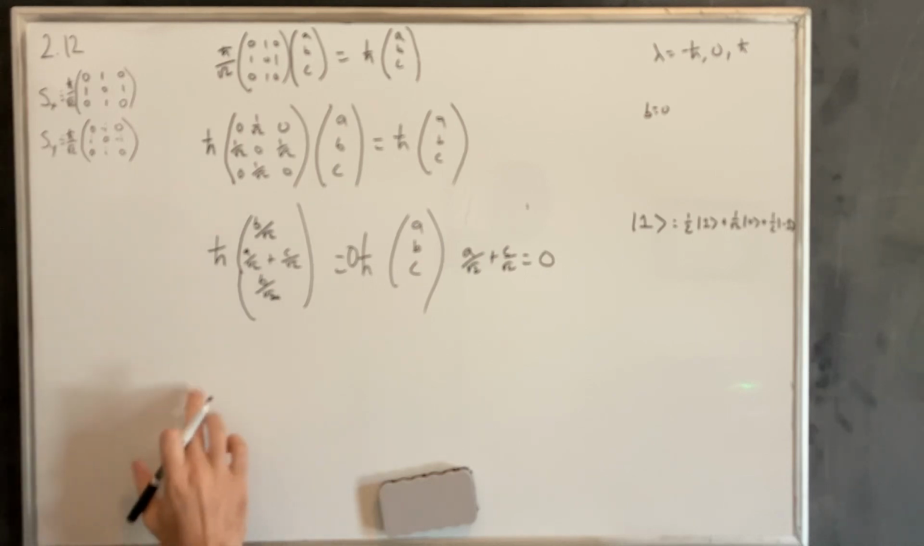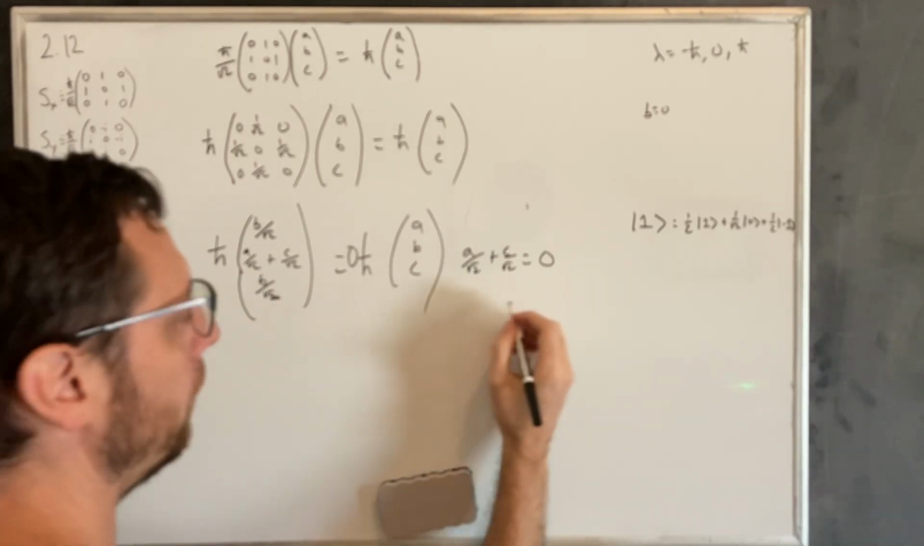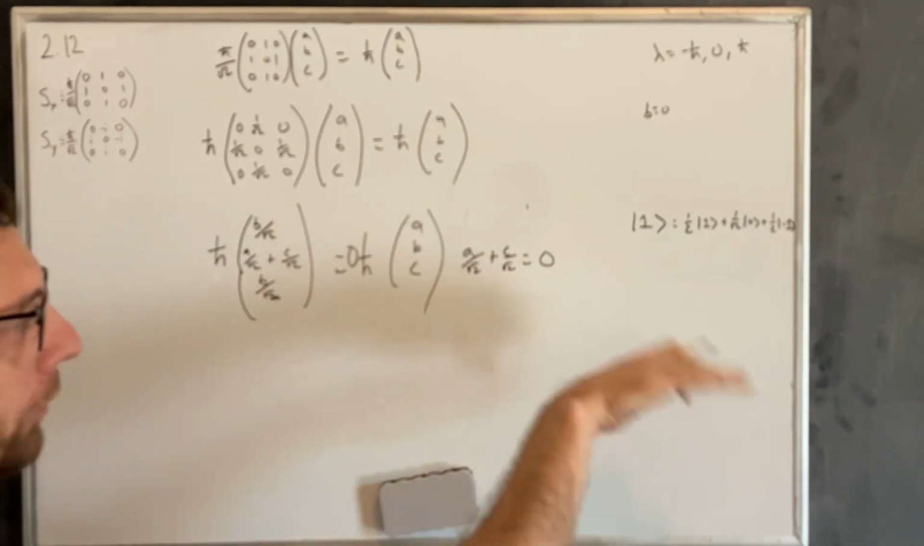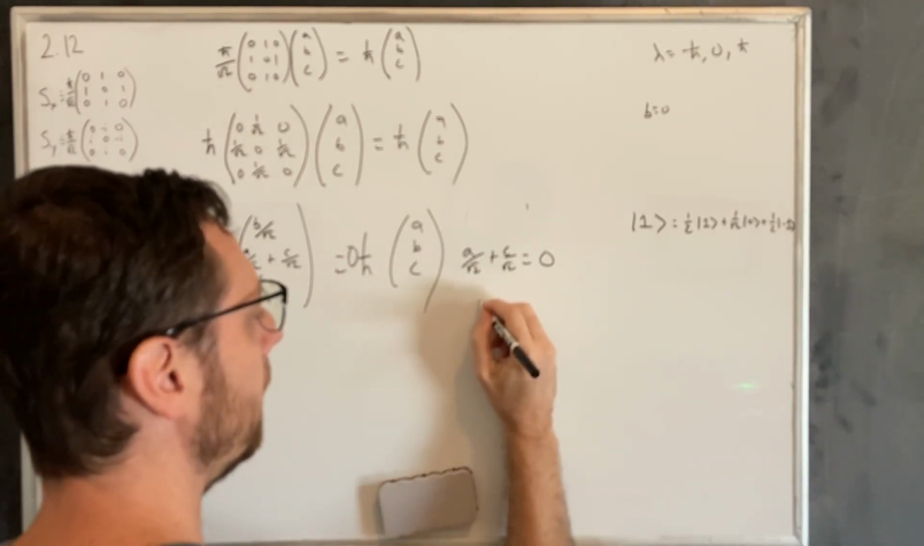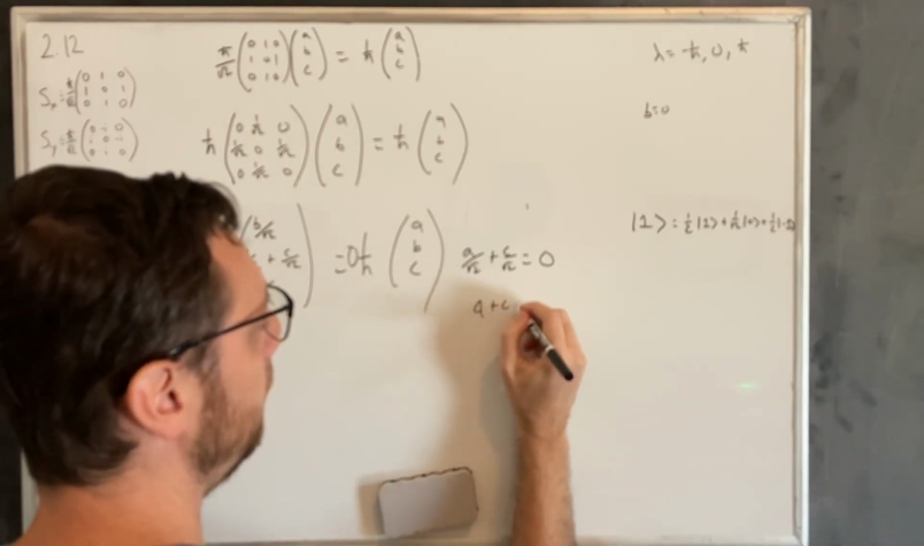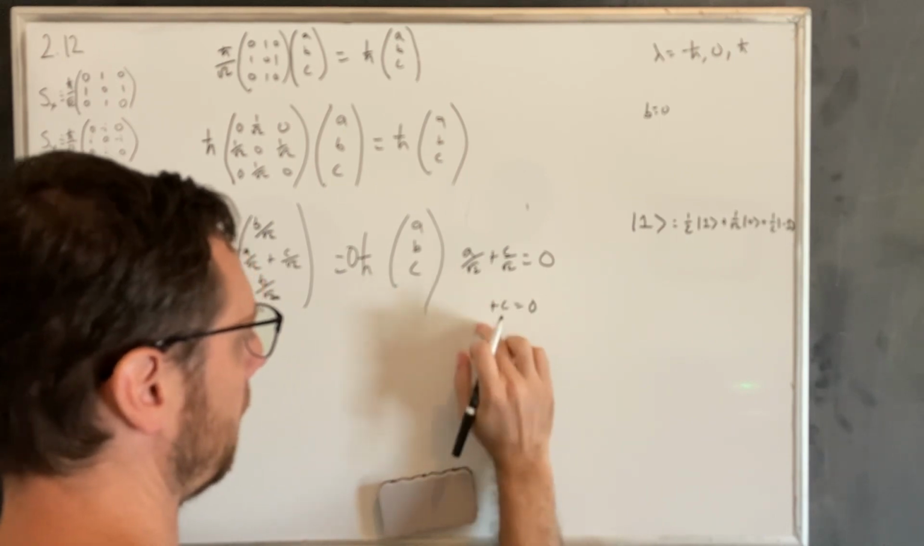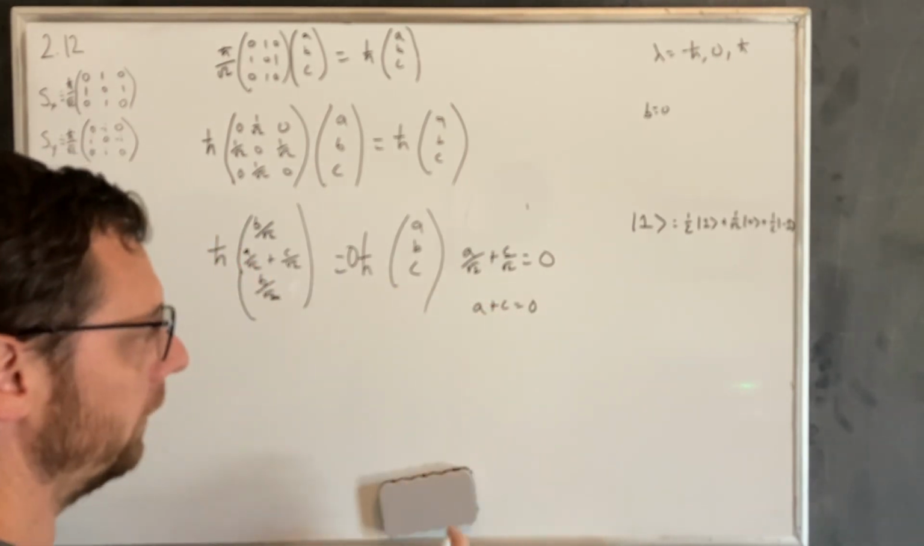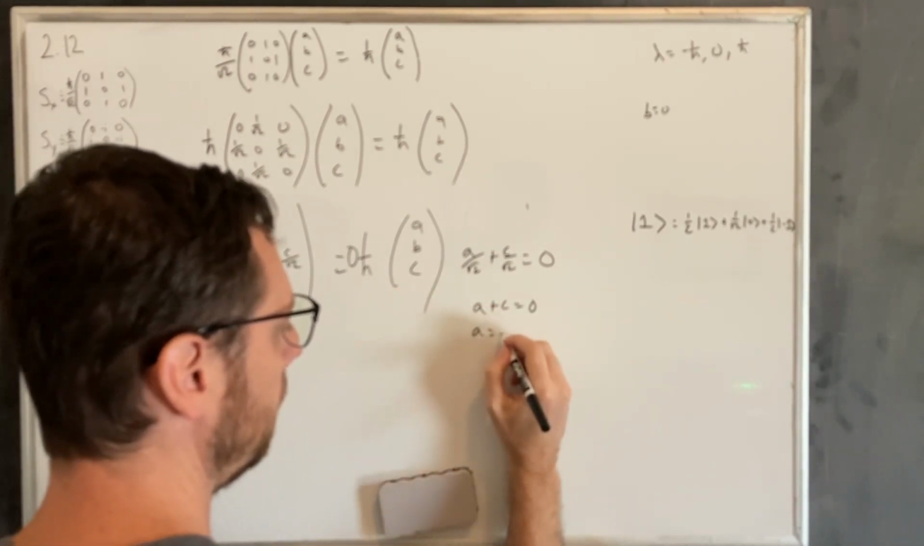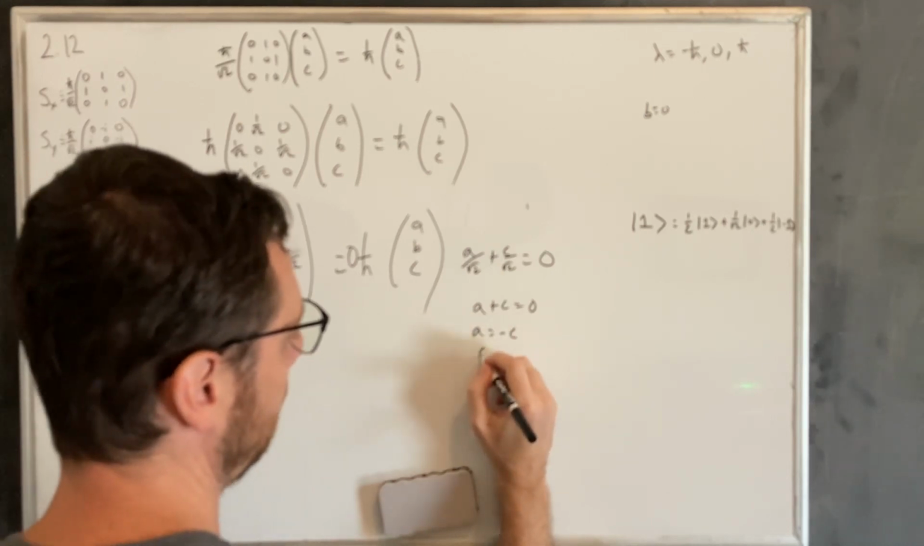All right, so then for our normalization term, let's go ahead and multiply both sides by root 2. So that makes a plus c equals 0. And that means a is equal to minus c, or c is equal to minus a.